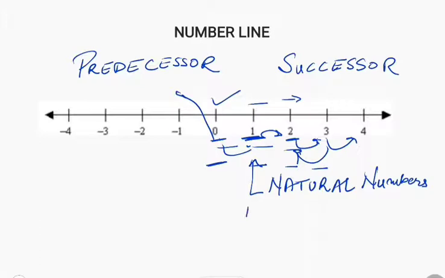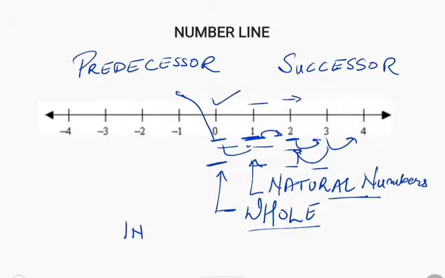And whole numbers start from 0 and then increment one at a time. So the whole numbers start from 0. It means that whole numbers include natural numbers plus 0.